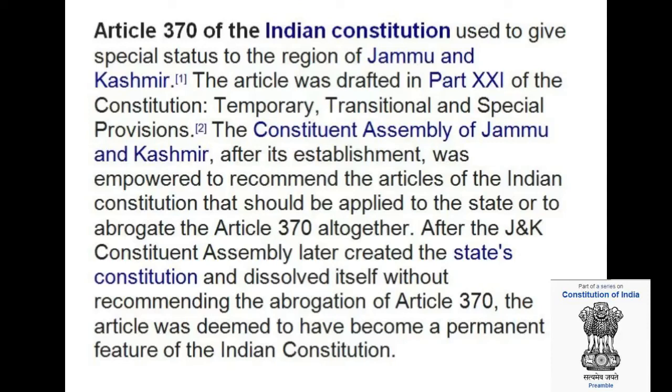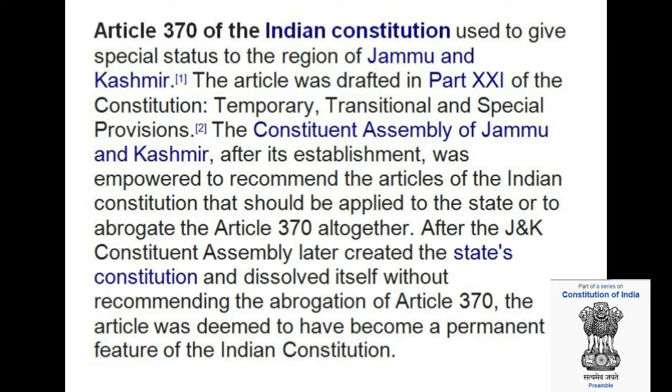Article 370 of the Indian Constitution used to give special status to the region of Jammu and Kashmir. 1. The article was drafted in Part 21 of the Constitution, Temporary, Transitional, and Special Provisions. 2. The Constituent Assembly of Jammu and Kashmir, after its establishment, was empowered to recommend the articles of the Indian Constitution that should be applied to the state or to abrogate the Article 370 altogether.